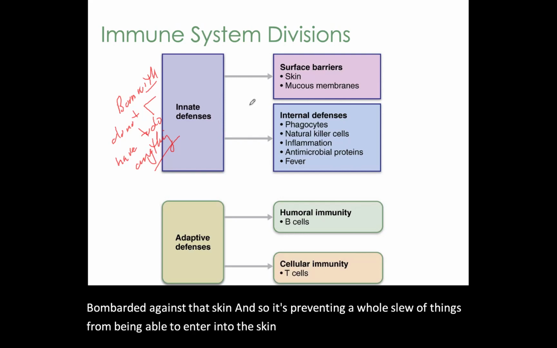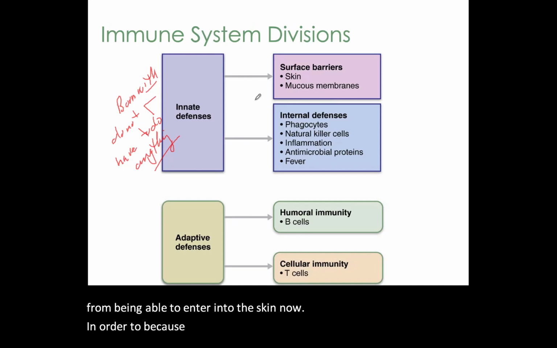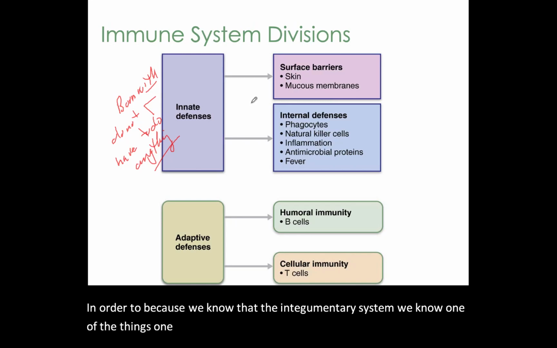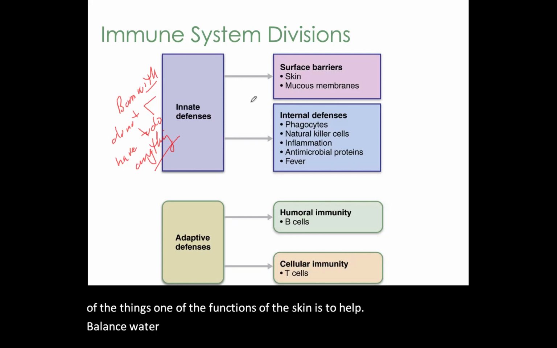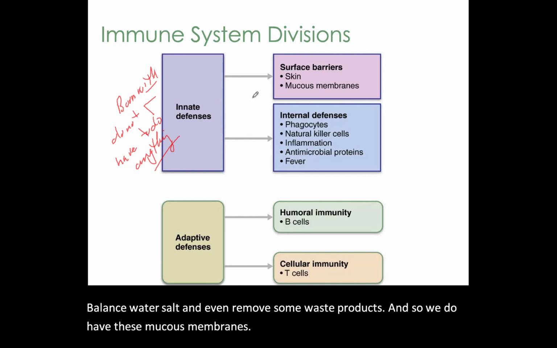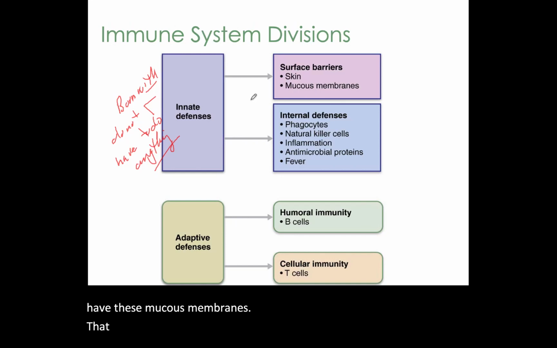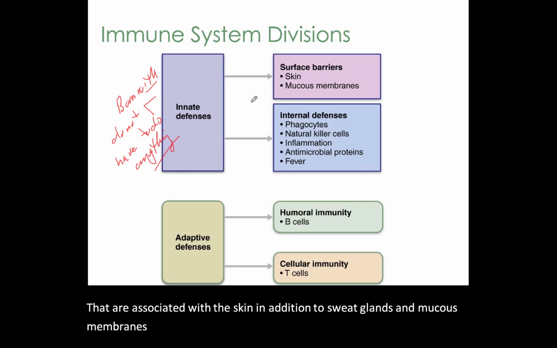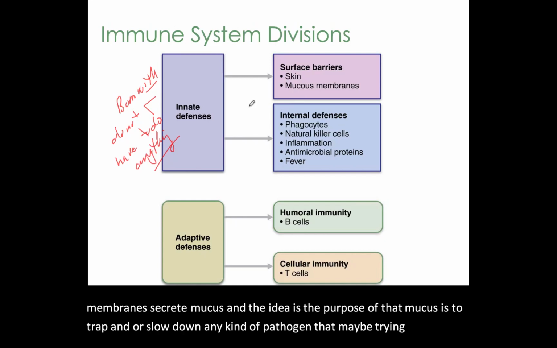Now, we know that one of the functions of the integumentary system is to help balance water, salt, and even remove some waste products. And so we do have these mucous membranes that are associated with the skin, in addition to sweat glands. Mucous membranes secrete mucus, and the purpose of that mucus is to trap and or slow down any kind of pathogen that may be trying to enter into the body.